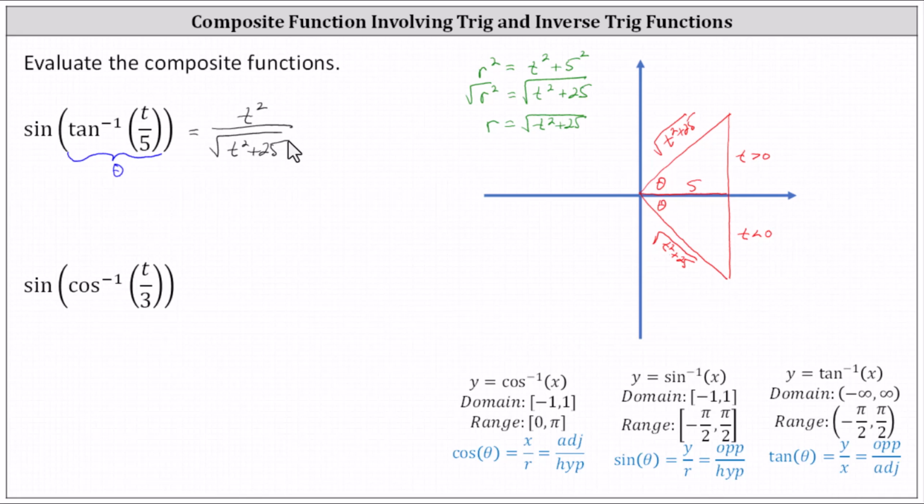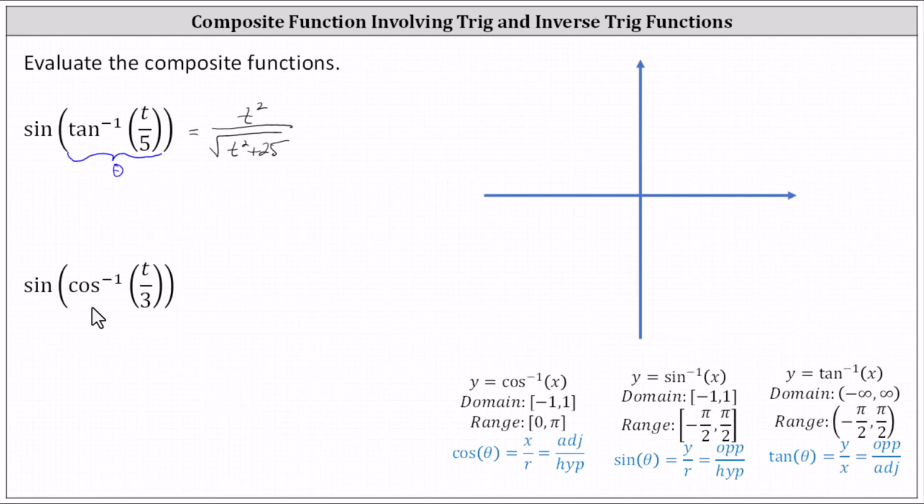And now let's look at our second example. We have sine of inverse cosine of t divided by 3. Again, starting with the inner function of inverse cosine of t divided by 3, this expression is equal to some angle theta that has a cosine function value of t divided by 3. Once again, we don't know whether t is positive or negative.